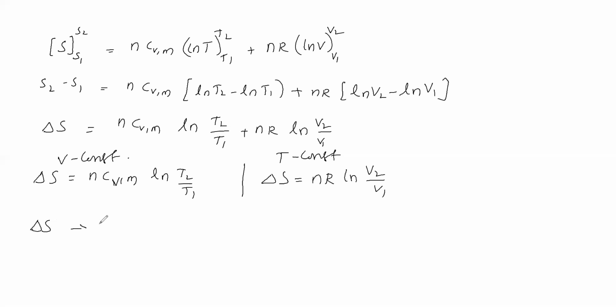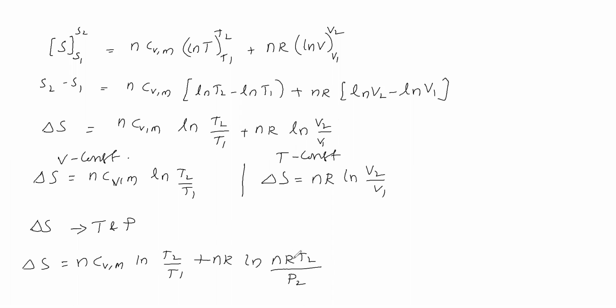Delta S in terms of temperature and pressure we will say. Now we will take this equation: delta S is equal to nCVM ln T2 by T1 plus nR ln V2 by V1. V2 we will substitute as nRT2 by P2, and V1 we will substitute as nRT1 by P1, because ideal gas.